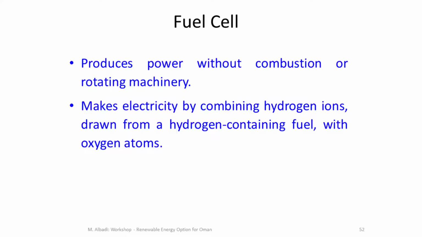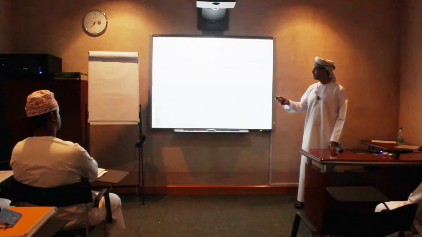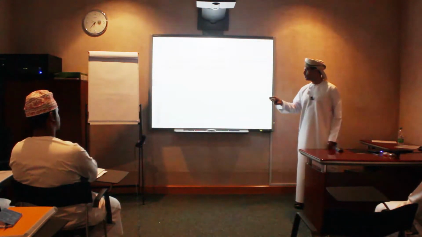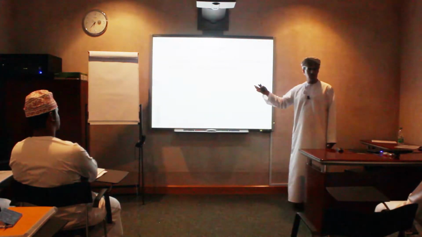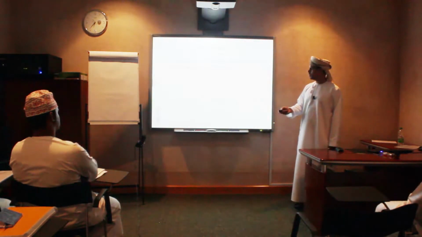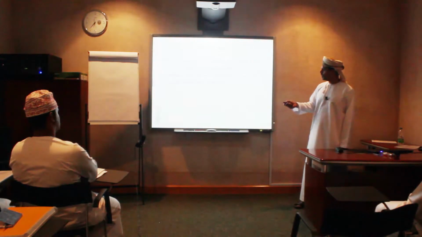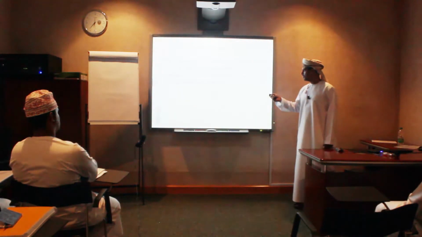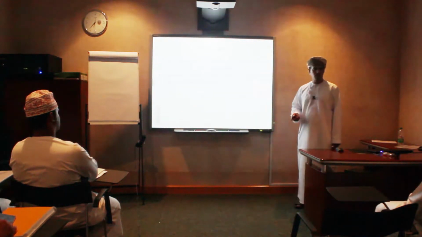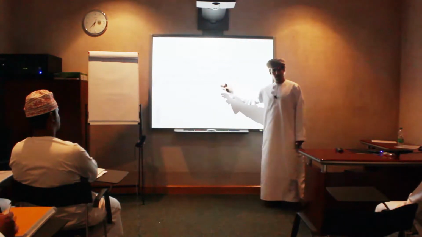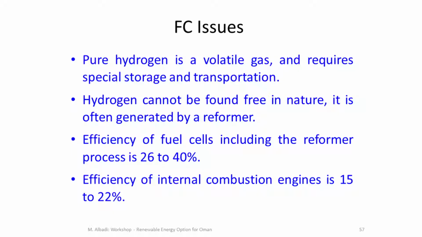These are some examples. We covered this one. There are some issues. The first one is that hydrogen is a volatile gas, requiring special storage and transportation. We don't have these facilities, so normally we need to upgrade the existing storage facilities to deal with hydrogen. Hydrogen cannot be found free in nature, so it can be generated using a reformer from hydrocarbons, or using renewable energy resources. The excess energy can be used to produce hydrogen.